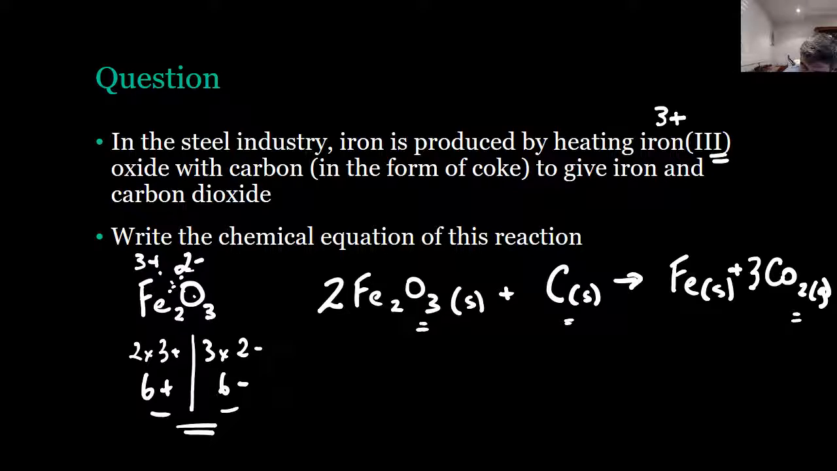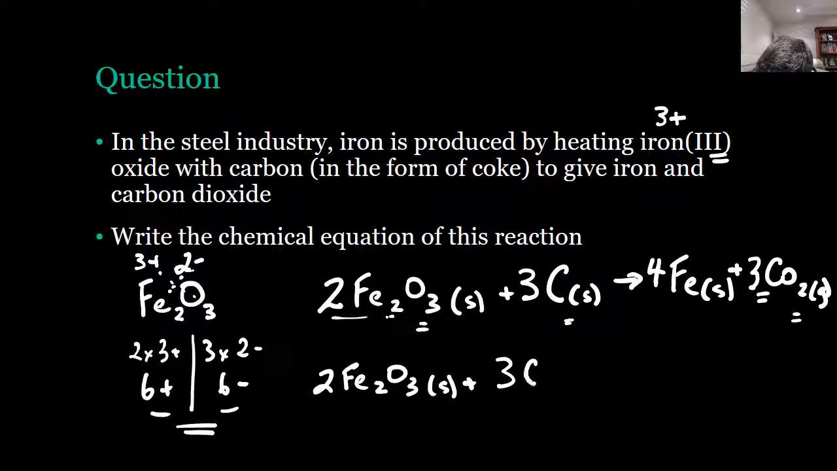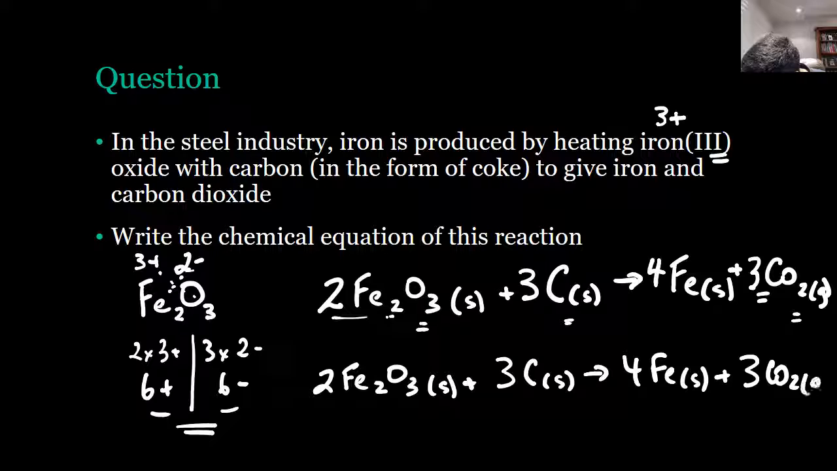I have 2 times 2, which is 4, so I need a 4 in front of my iron, and the 3 in front of the CO2 over here means I need a 3 here. So perhaps it might be easier if I just write that chemical equation out again. Underneath: 2Fe2O3 solid plus 3C solid gives 4Fe solid plus 3CO2 gas. And there is our balanced chemical equation for the process of refining iron from its ore.